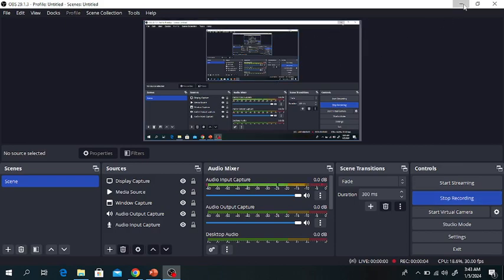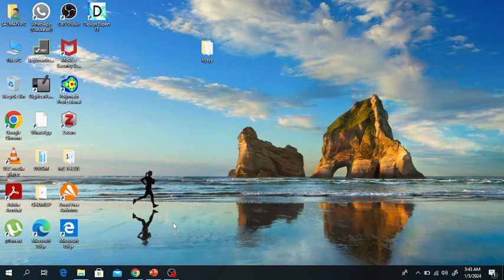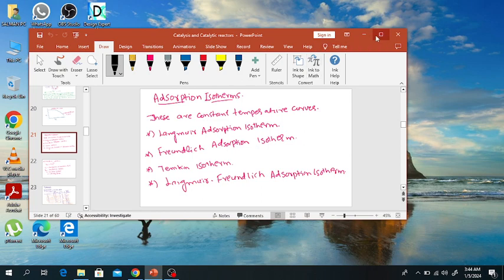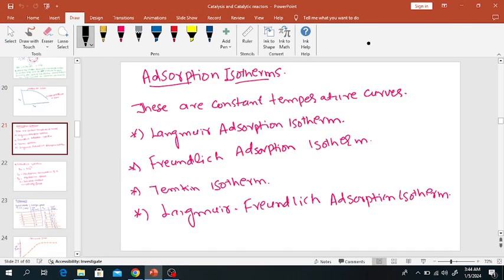In this lecture, we will discuss the adsorption isotherm. What are isotherms? These are the constant temperature curves. For example, this is a curve which is obtained at some temperature, suppose at 15 degrees centigrade. So, this constant temperature curve is called the isotherm.